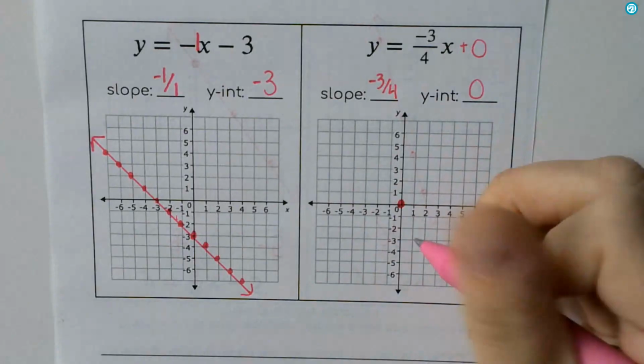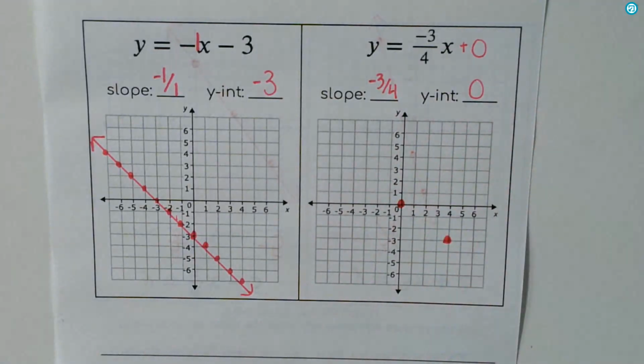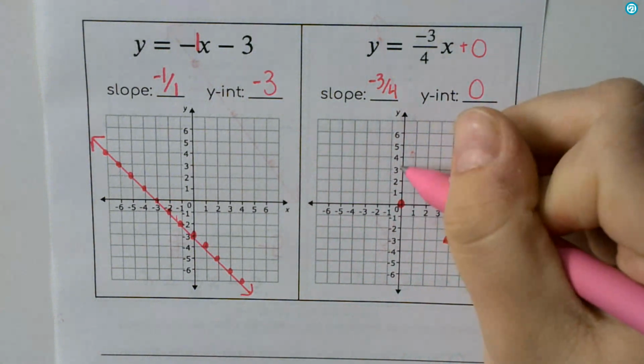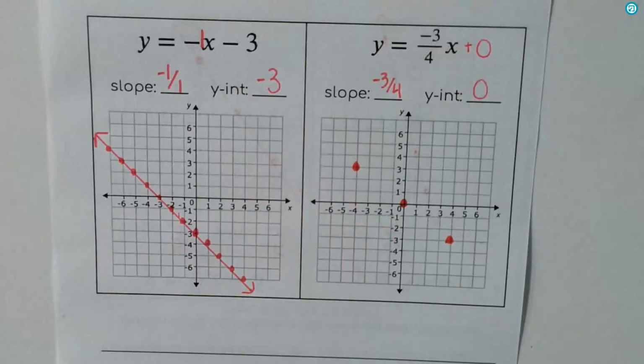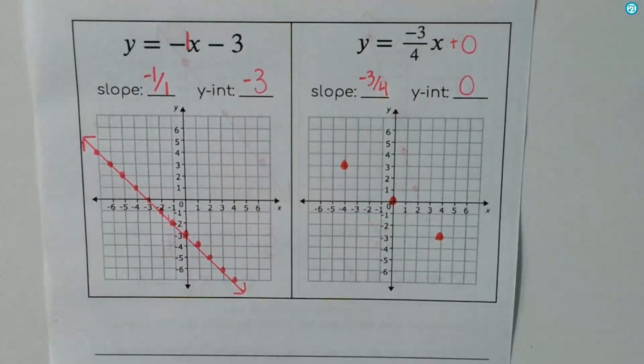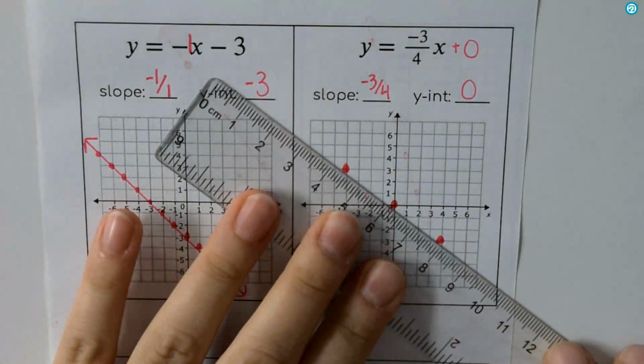Okay, -3/4, so we go down 3, right 4. And then we can't go another one because we don't have another 4 we can go. We can also go up 3, left 4. Connect these puppies.